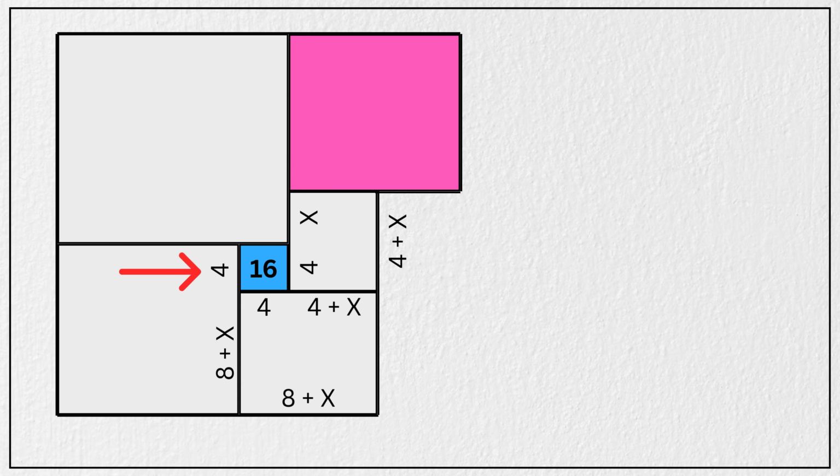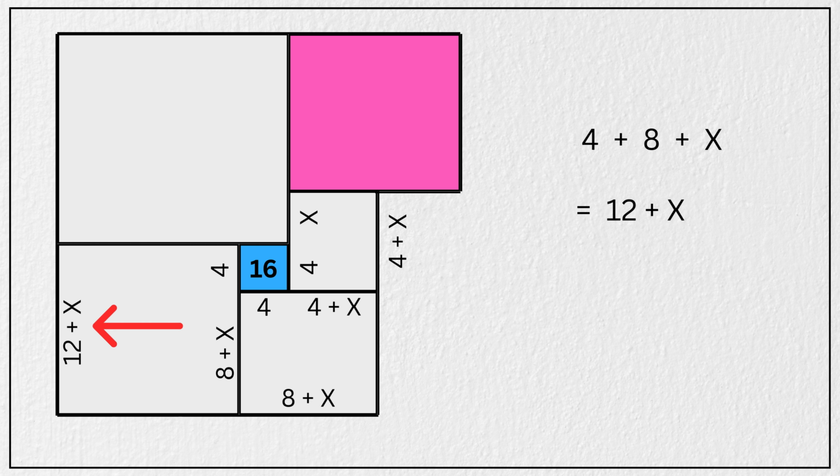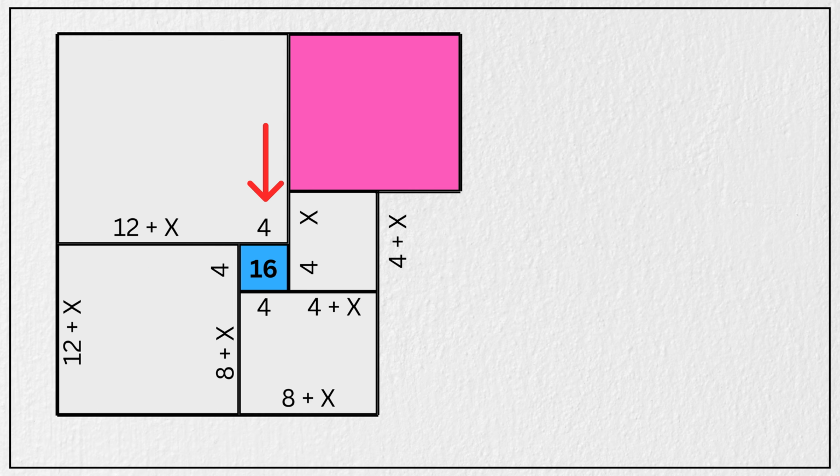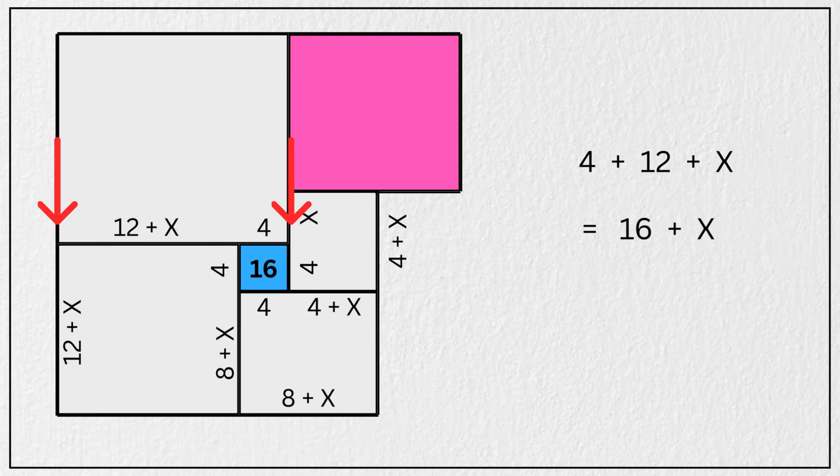Similarly, if this length is 4 units, and this length is 8 plus x units, that means the total length of this square will be 4 plus 8 plus x units, which is 12 plus x units. So this is 12 plus x units, and this is also 12 plus x units. Now if this length is 4 units, and this length is 12 plus x units, that means the total length of this square will be 4 plus 12 plus x units, which is 16 plus x units. So this is 16 plus x units, and this is also 16 plus x units, correct?